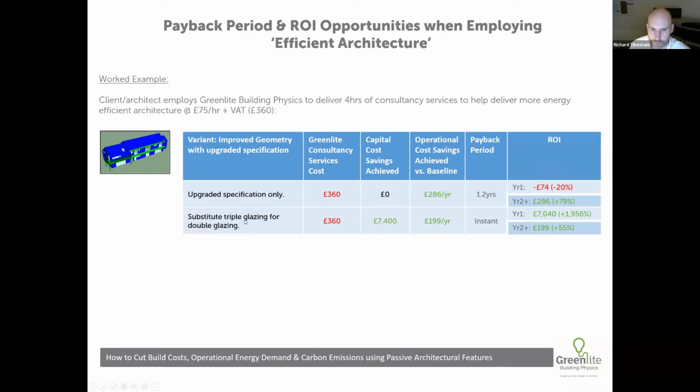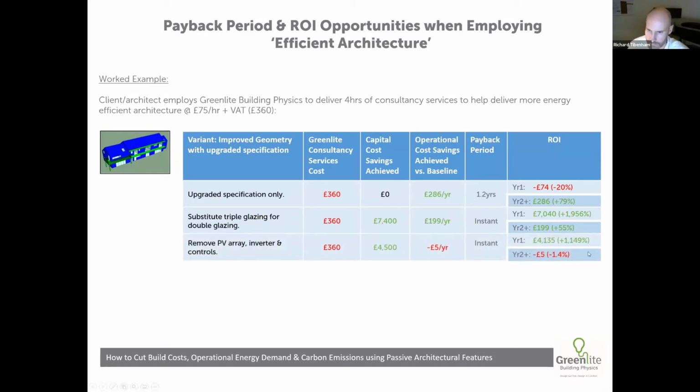If we look at substituting the double glazing, you would save £2,040 in that first year because you've saved on that capital cost, and then moving forward, you'd save nearly £200 a year on your running costs. So you're looking at ROIs of nearly 2,000% here in terms of the substitution of the triple glazing.